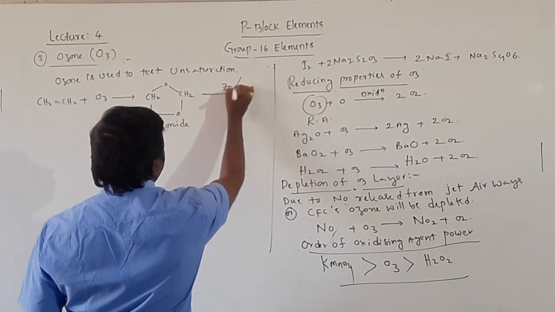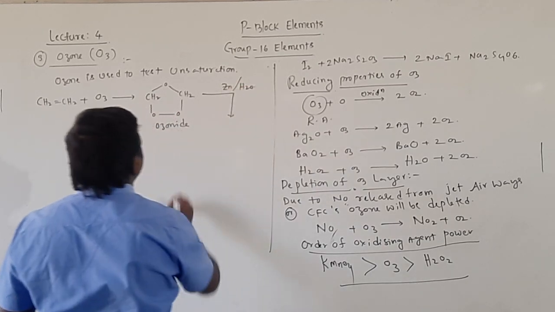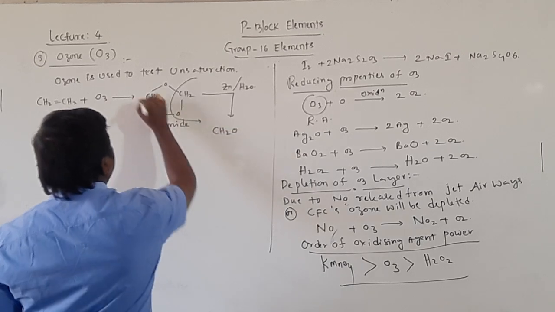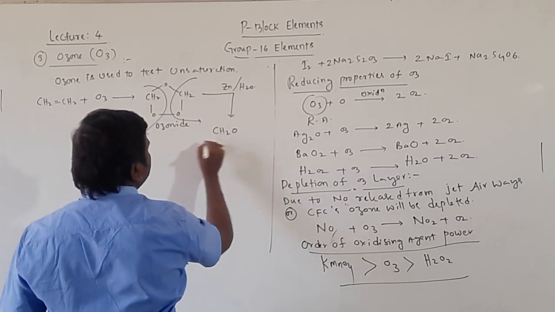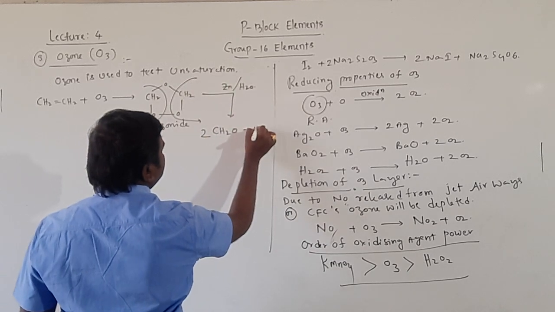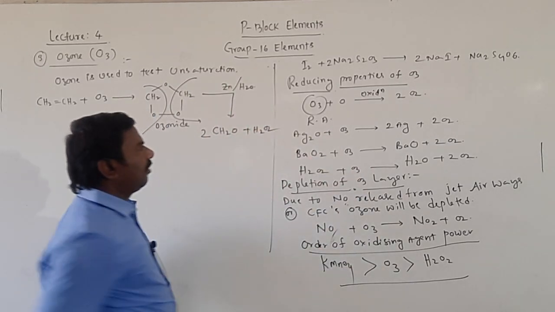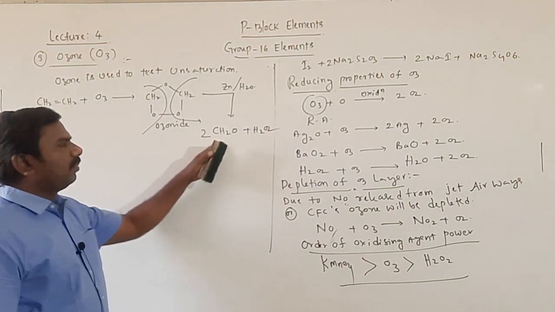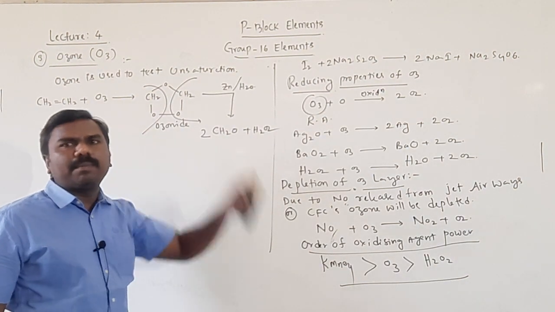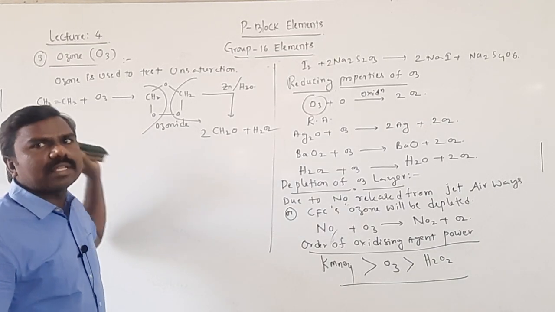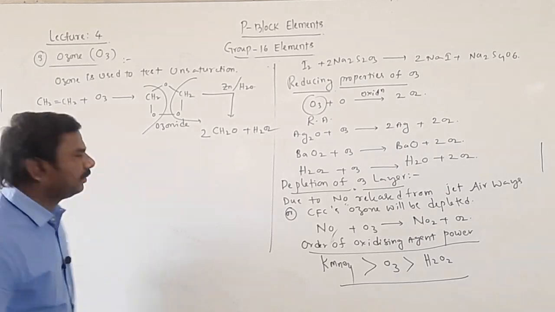with Zn in the presence of water, this will be broken into CH2O and CH2O, 2 moles, and the O is removed as H2O. Formaldehyde will be formed. This formation indicates the presence of a double bond in the given compound. It means the compound is unsaturated, right?